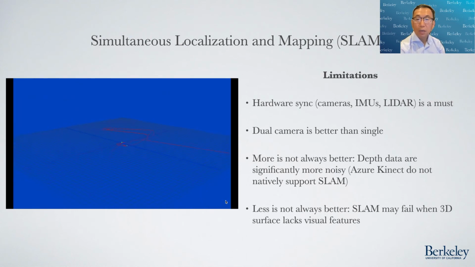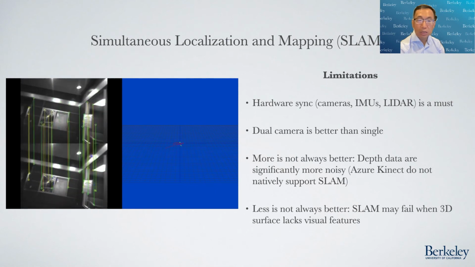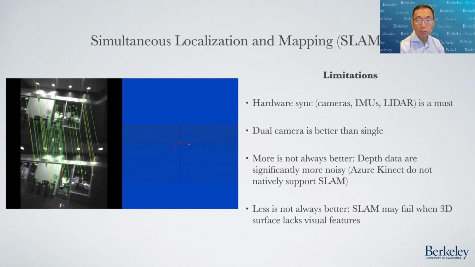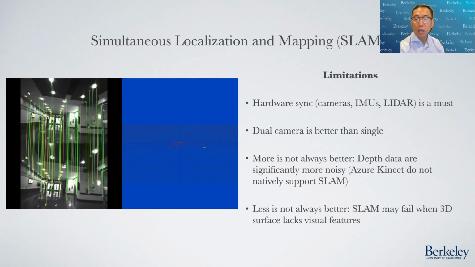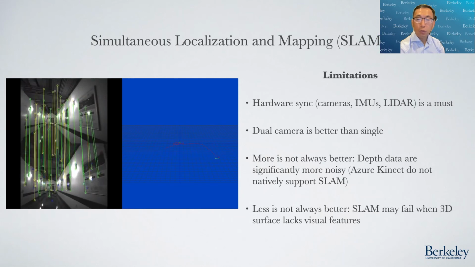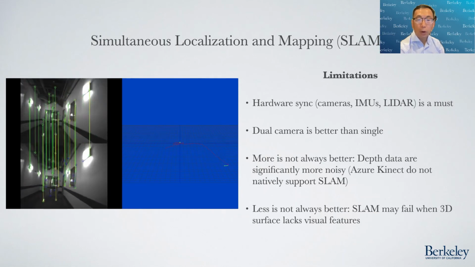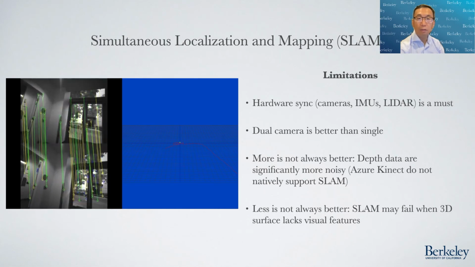When we don't have depth, SLAM may fail when the 3D surface that an RGB camera sees lacks visual features. This is easy to see on the left, that if we started tracking a clear white wall, then we will have no visual features to track. Over time, the localization result will drift away randomly from previous keyframes.